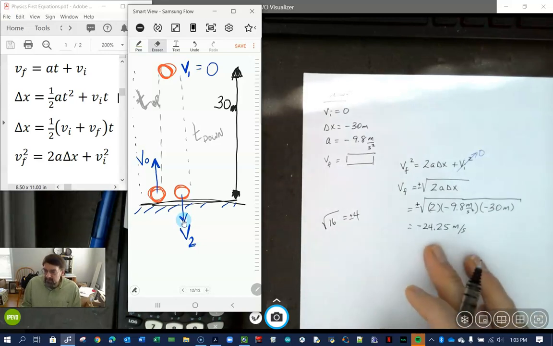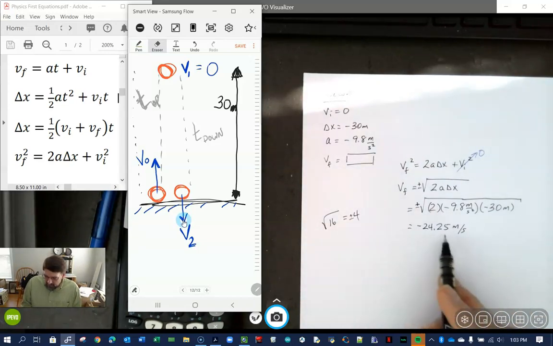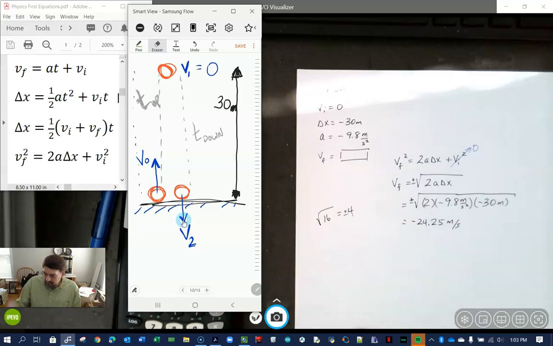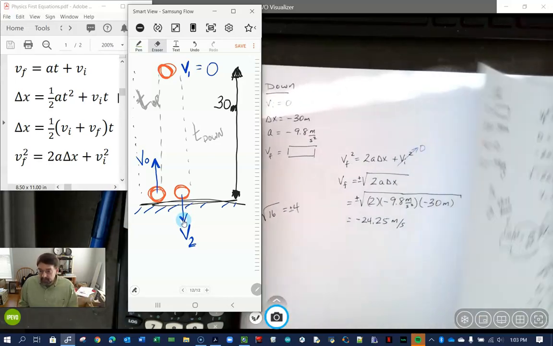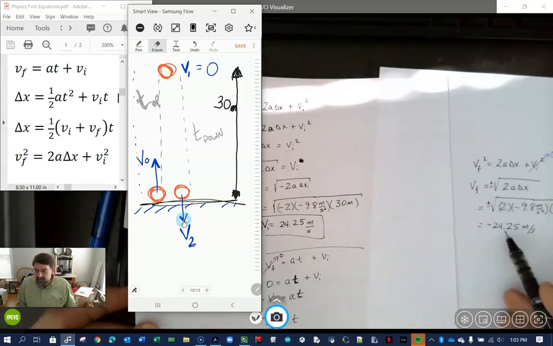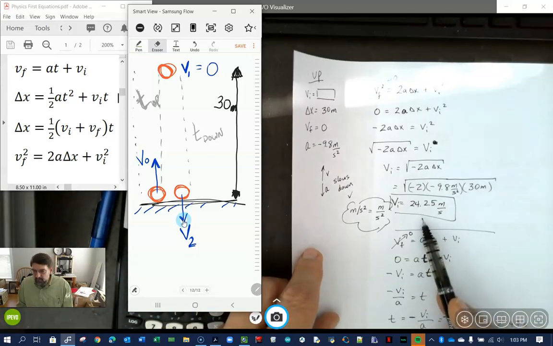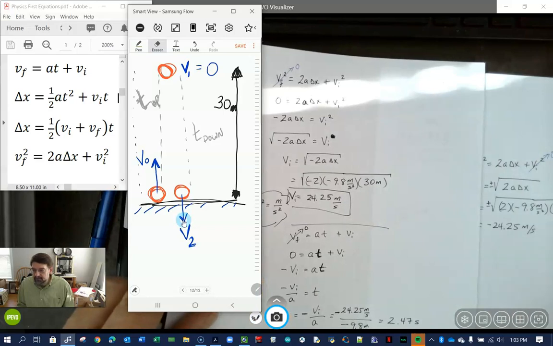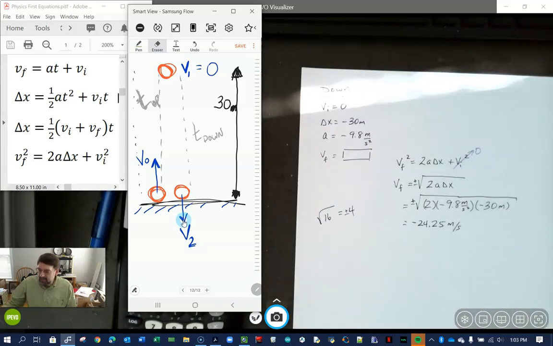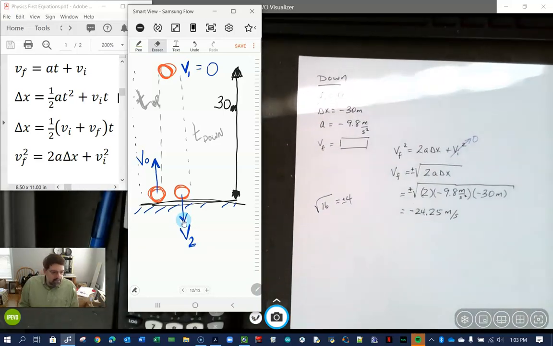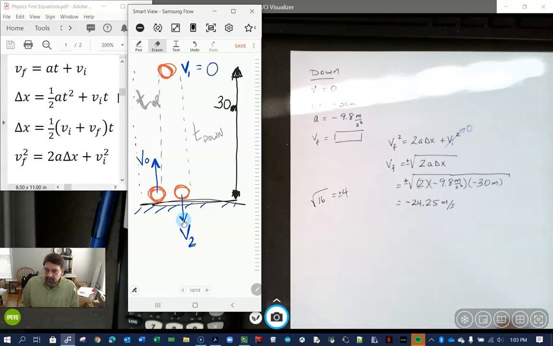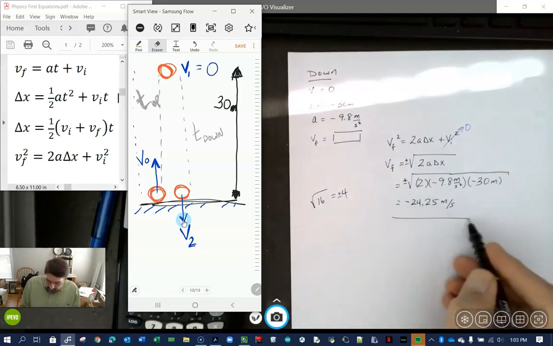But at this stage in the game, don't worry too much about that negative. Let's take a look at the magnitudes. The velocity when it hits the ground is 24.25, and the velocity when it left the ground is 24.25. Oh my goodness, they're the same. And that is not an accident. That is actually what the physics tells us happens. Okay, well, let's figure out the time.